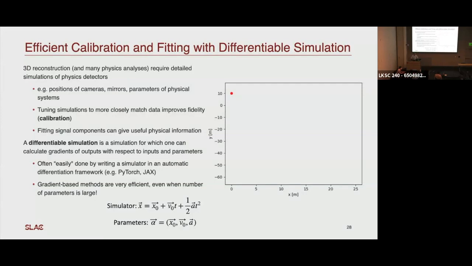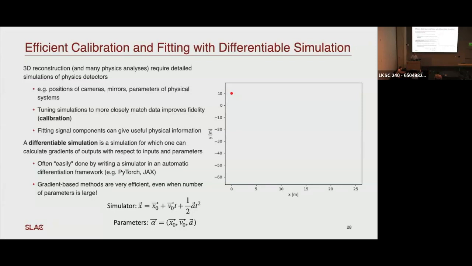And a differentiable simulation is just a simulation where you can calculate gradients of outputs with respect to both inputs and parameters of that simulation. And you can sort of, quote unquote, easily do this by writing the simulator in an automatic differentiation framework. So this is something like PyTorch or JAX, these machine learning frameworks. I say easily because this is not always the most straightforward, but there are these nice tools out there. And the motivation for doing this is that if we want to do some fitting of things, gradient-based methods are very efficient, even when the number of parameters that we're trying to fit is very, very large.